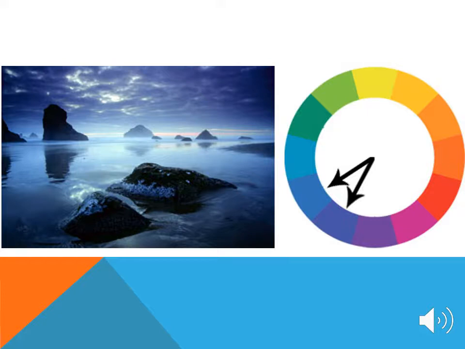Here is an example of an analogous color scheme. The blue and the light blue, the two colors, are next to each other on the color wheel. And the painting on the left shows the combination of the two colors. So this painting is using an analogous color scheme.